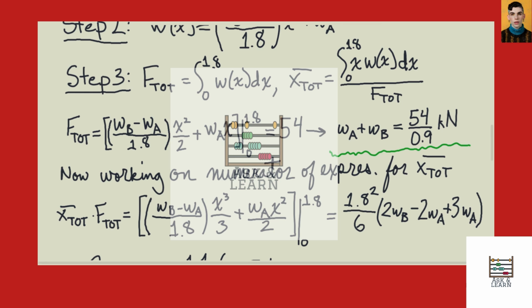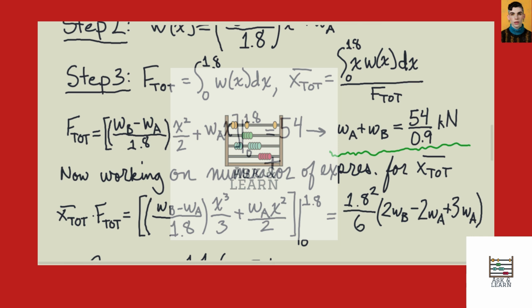To find the centroid, in the numerator, now we're going to multiply by the beam coordinate x times that force density function w of x times infinitesimal dx, integrating over the span of the beam. And we're going to divide that evaluated integral by the total load. That will give us the centroid.